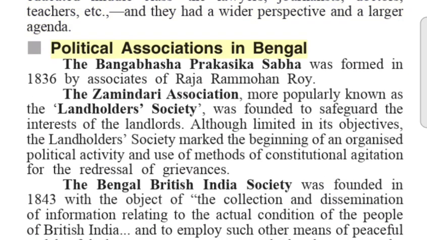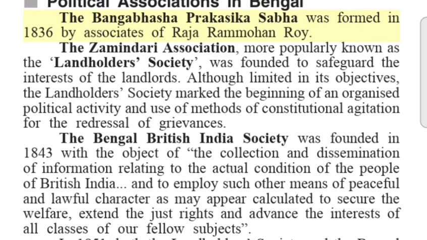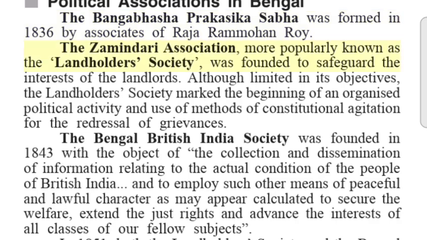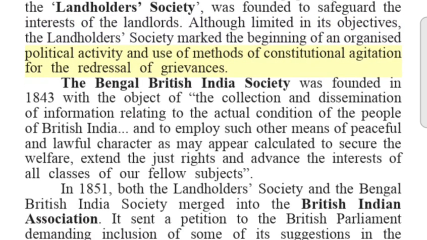Political associations in Bengal. The Bangabhasha Prakasika Sabha was formed in 1836 by associates of Raja Ram Mohan Roy. The Zamindari Association, more popularly known as the Landholders Society, was founded to safeguard the interests of the landlords. Although limited in its objectives, the Landholders Society marked the beginning of an organized political activity and use of methods of constitutional agitation for the redressal of grievances.